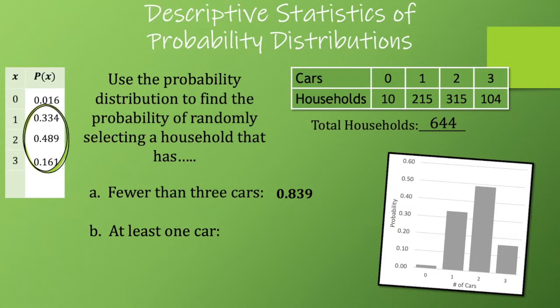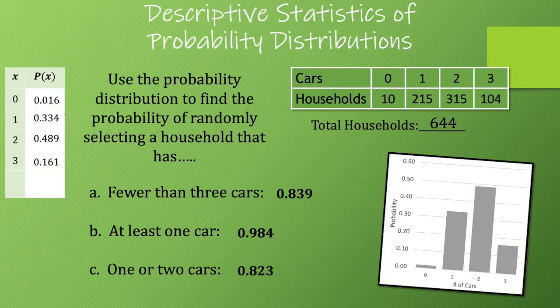What about the probability of randomly selecting a household that has at least 1 car? So that's 1 car, 2 cars, or 3 cars. We add those probabilities up to get 0.984. And one more, what's the probability of randomly selecting a household that has 1 or 2 cars? So 1 or 2 cars, we add those probabilities up to get 0.823.